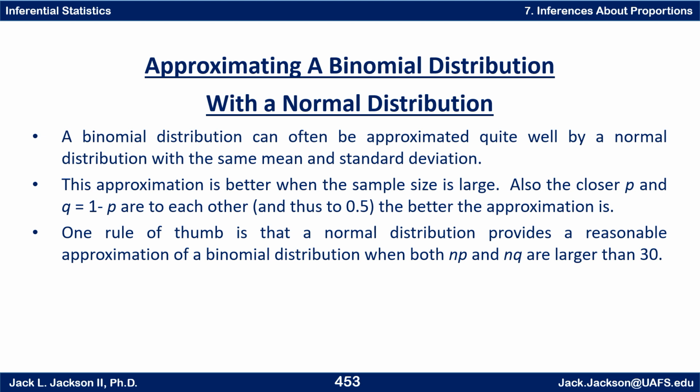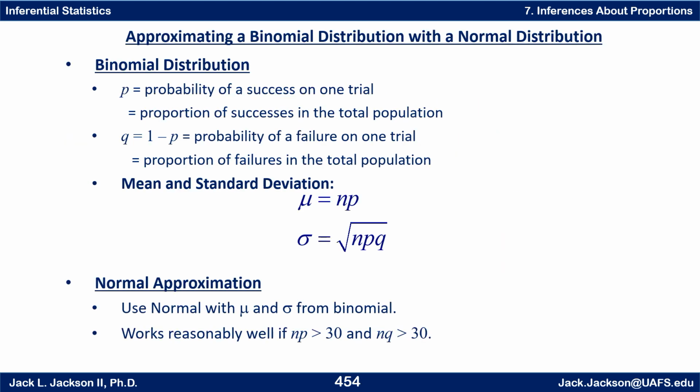In the previous video, we saw some examples worked out where we did side-by-side binomial and normal, or even hypergeometric, binomial and normal approximations, to see what would happen. And we saw that we could be pretty far off if we don't get a large enough sample size. But we can approximate with a normal distribution pretty well if both nP and nQ are greater than 30.